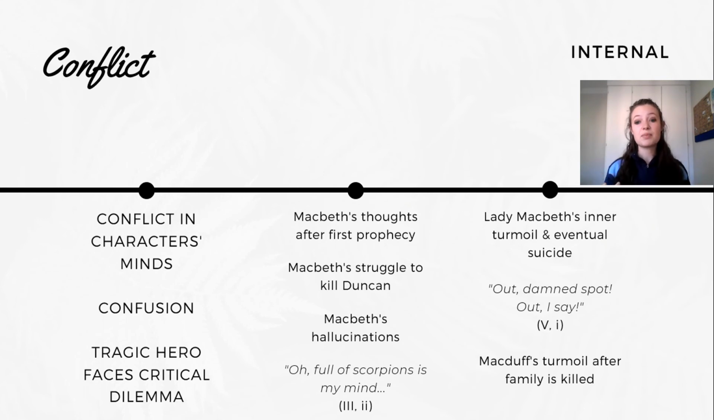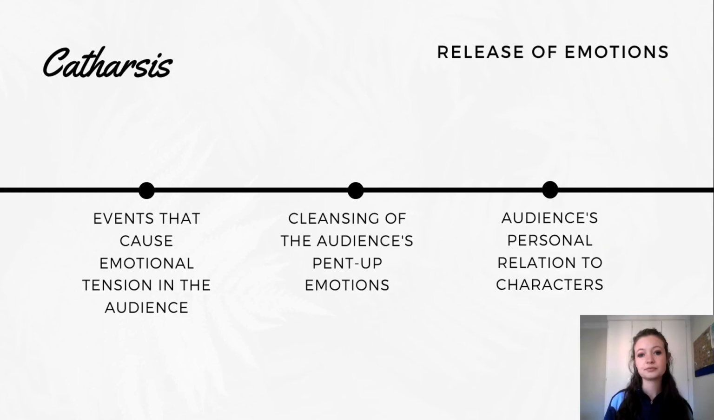We see Lady Macbeth's inner turmoil and eventual suicide, where she's washing her hands saying, "Out, damn spot, out," in Act 5, trying to get this hallucination of the blood off her hands, and this inner conflict. And then we also see Macduff's turmoil when his family is killed and how he feels that it was his fault that his family was killed and that he left them in the lurch.